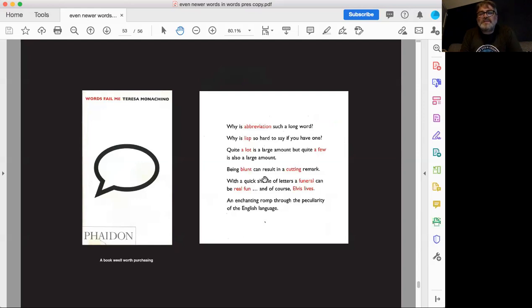But why is abbreviation such a long word? Don't know. Why is lisp so hard to say if you have one? Quite a lot is a large amount, but then quite a few is also a large amount. Being blunt can also result in a cutting remark. And with a quick shuffle of letters, a funeral can be real fun. And of course, Elvis lives. So a lot of wordplay in there, a lot of words are in there.